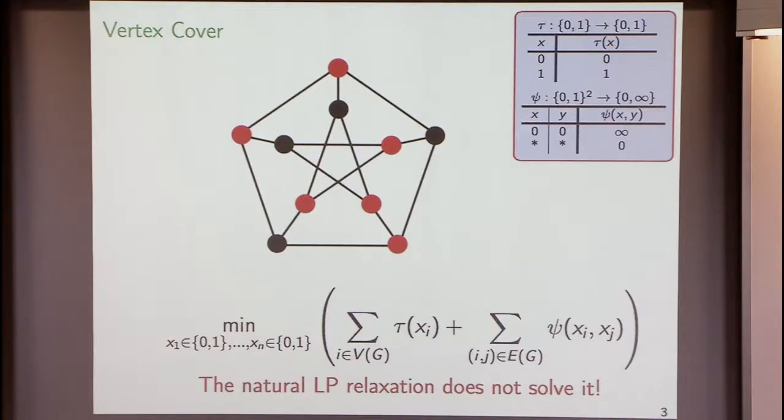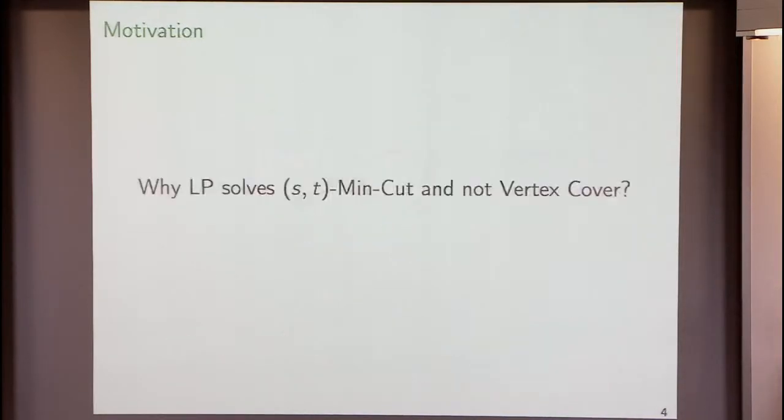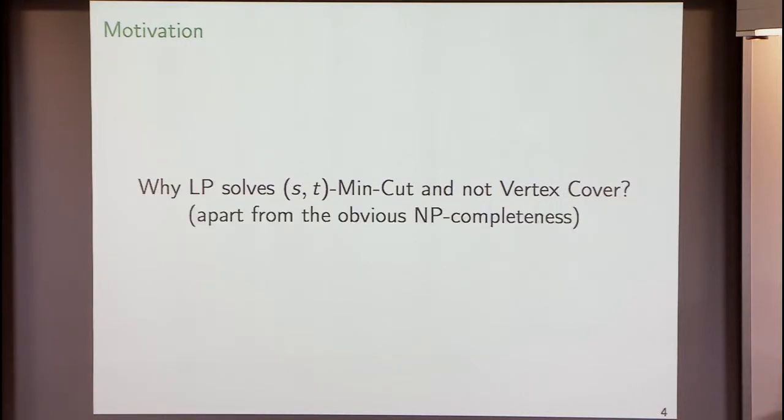It's not very surprising. But this is the motivating question for this work. Why is it the case that linear programming solves the s-t-min-cut problem and doesn't solve the vertex cover problem, apart from the obvious reason we know about? It's fair to say that we know quite a lot about these particular linear programs, the vertex cover linear program relaxation and the s-t-min-cut one. I'm interested in this question in a broader sense, for interesting classes of problems, not just these two problems. How do we do it? Well, we'll use the framework of constraint satisfaction problems.